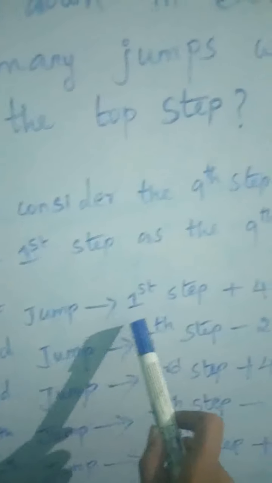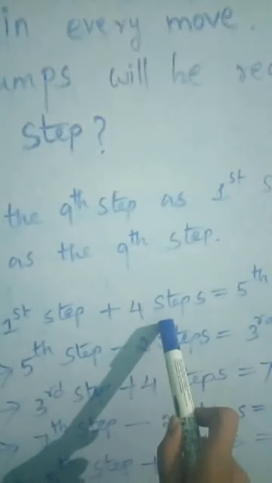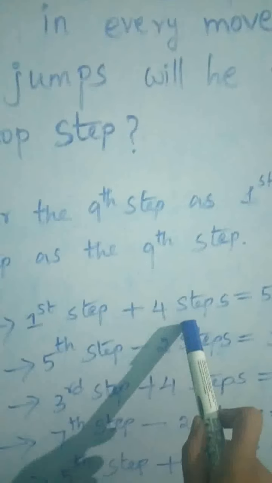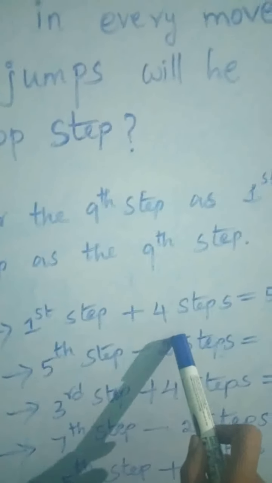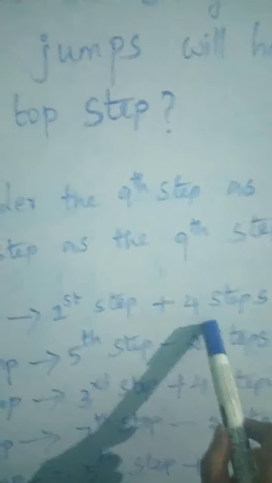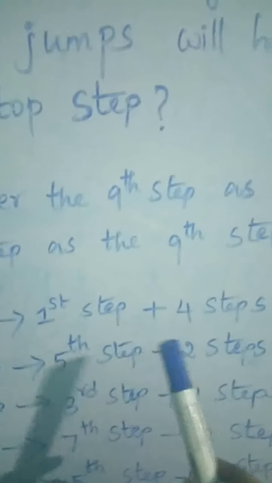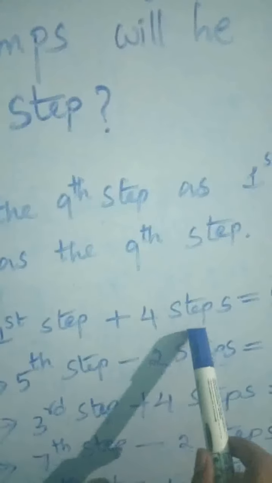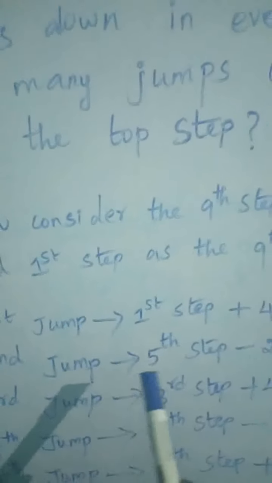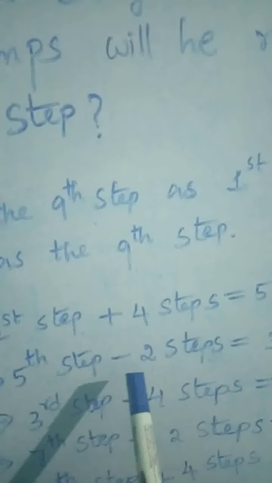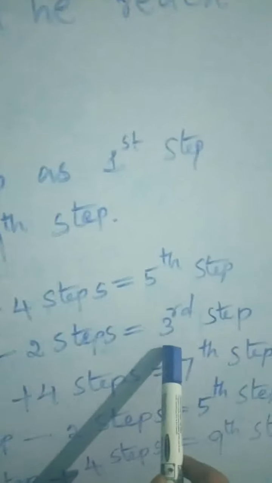First jump, first step plus 4 steps up. In previous one we have taken down as plus, up as minus. Here we have to take up as plus and down as minus. Understand children? So first jump, first step plus 4 steps up, so plus 4 is equal to 5th step. Then second jump, fifth step, minus 2 steps because he is coming 2 steps down. So he is in third step.